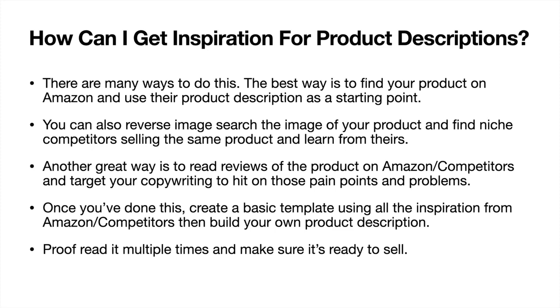Once you have a template from Amazon, competitors, and reviews, use those templates to start building your own product description according to the format I laid out earlier. Have one core hero paragraph about the one core benefit of buying the product and follow that up with 5 bullet points expanding on that. Now, after you've written your product description, proofread it multiple times and make sure it's ready to sell. Make sure there's no grammar issues. Go through everything, proofread it multiple times before selling your product.